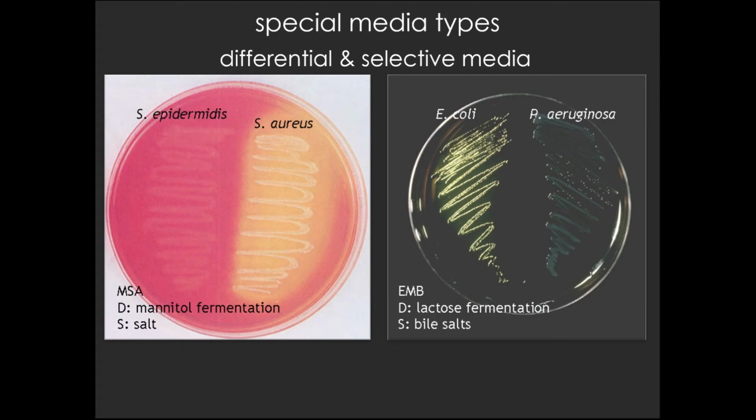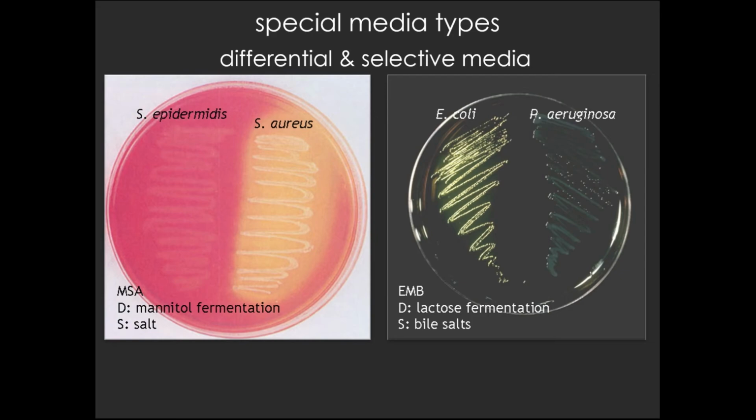The other thing that this medium has is a selective ingredient. Now, selective ingredients, unlike differential ingredients, are not meant to differentiate the organisms. They are meant to select for organisms that have a particular trait. So when you have salt in the medium, only those organisms that can tolerate salt will grow, and so this medium selects for salt-tolerant or halotolerant organisms.